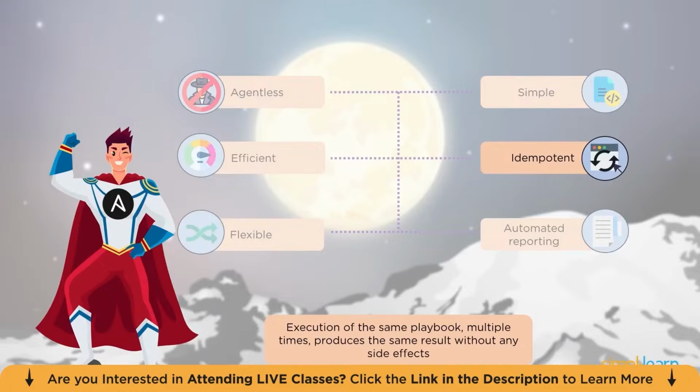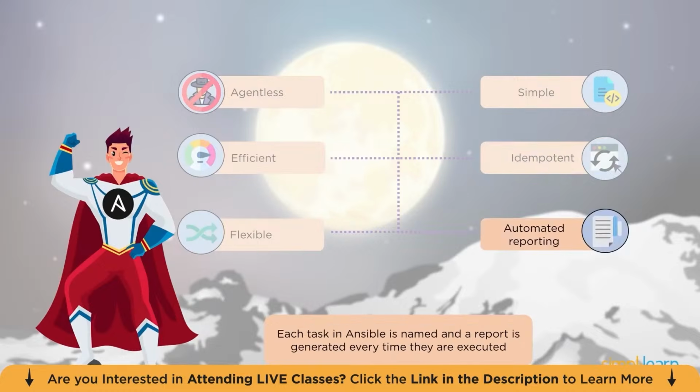Idempotent basically means that if you have a playbook which needs to be run on n number of systems, it would have the same effect on all of these systems without any side effect. And finally, we have automated reporting. So in case of Ansible, your playbook has a number of tasks and all these tasks are named. So whenever you run or execute your playbook, it gives a report on which tasks ran successfully, which failed, which clients were not reachable, and so on. All this information is very crucial when you're dealing with a very large infrastructure.